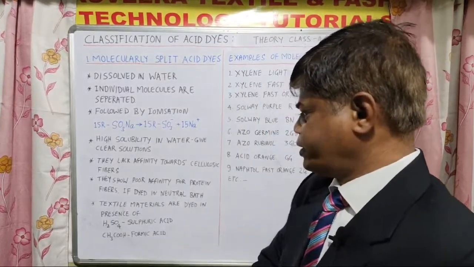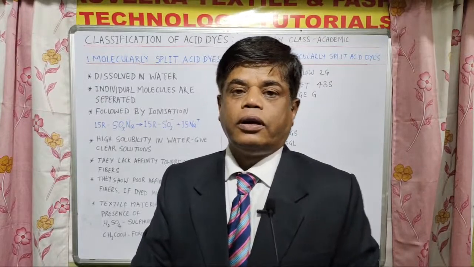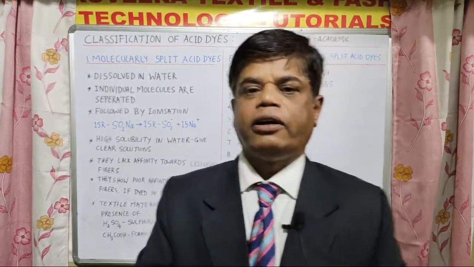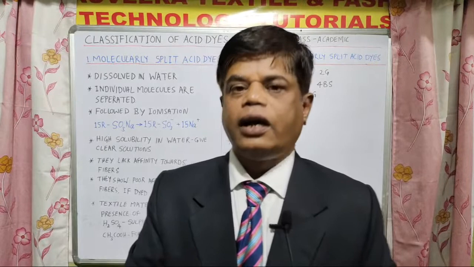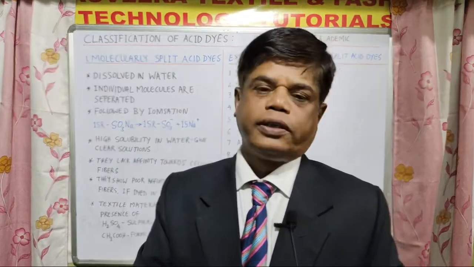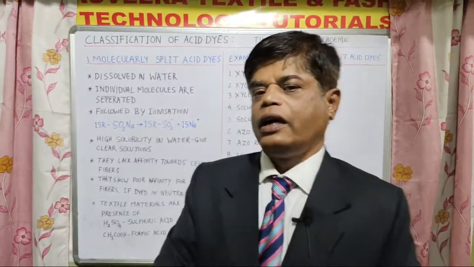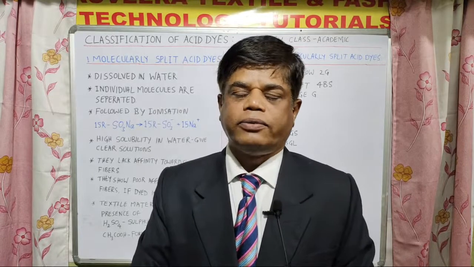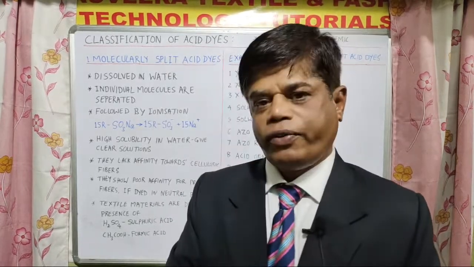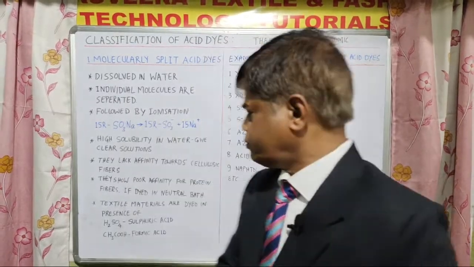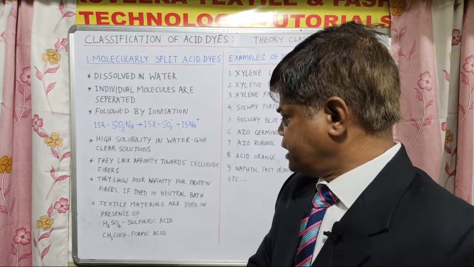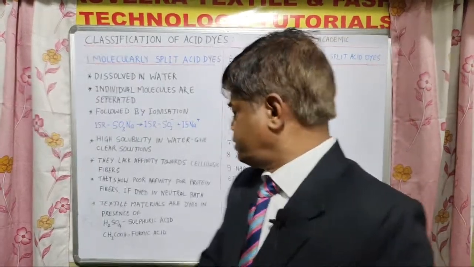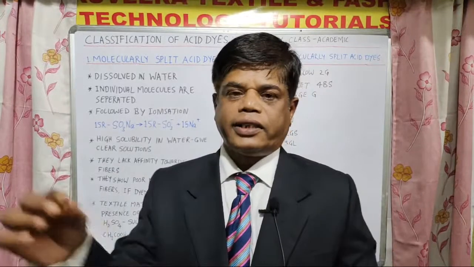Okay, next point here is textile materials are dyed in the presence of H2SO4, CH3COOH. So, to increase the affinity of acid dyes with the textile fibers, molecules or polymers, what is required? I told you reagents and activators are required. So what will they add? Instead of going for a neutral bath, H2SO4, sulfuric acid, is added, and CH3COOH, formic acid. Extra addition is required.